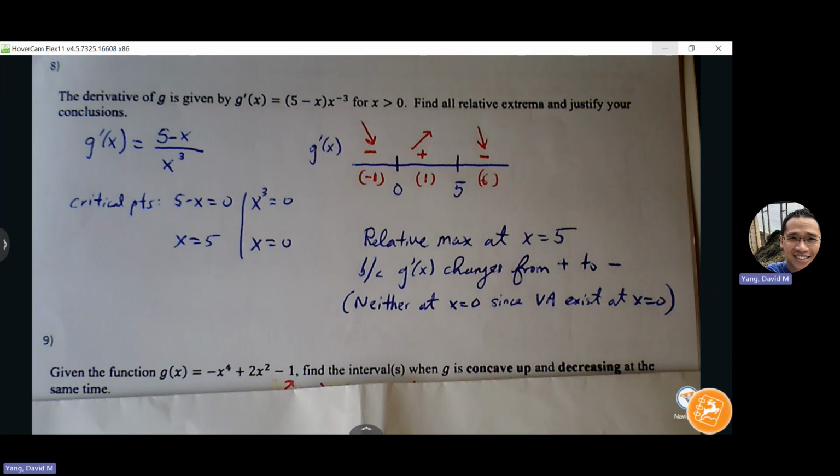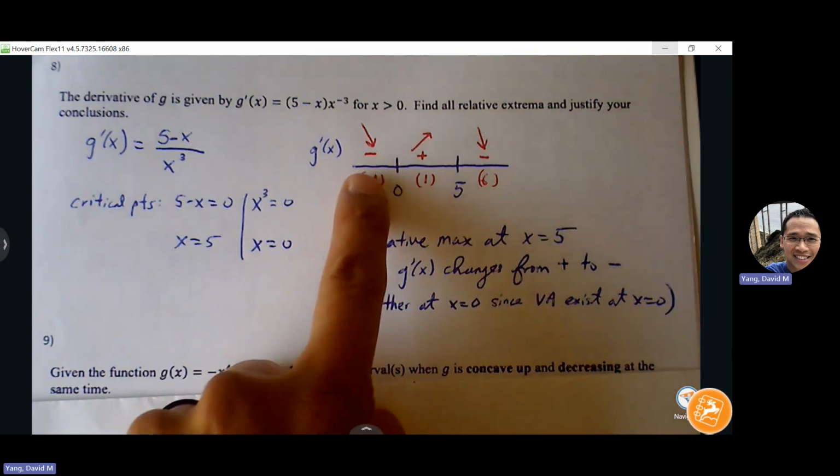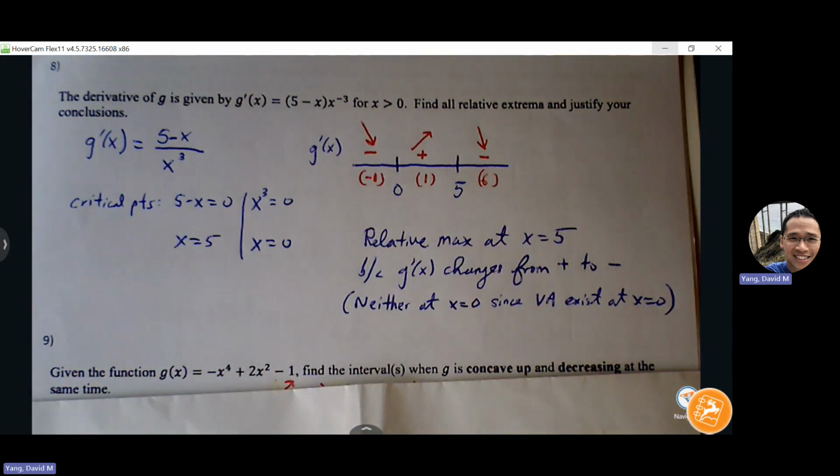You don't find the extreme for points that are outside the domain, right? Or it says x greater... Oh, that's right, greater than 0. You're right. So yeah, I don't even have to consider that one. You're right.